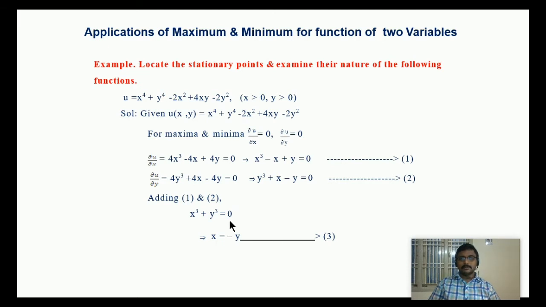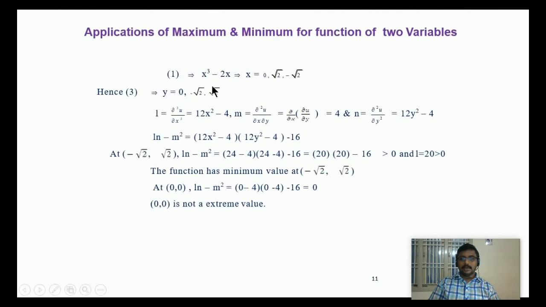Now x cube plus y cube can be written as x plus y into x square minus xy plus y square. The product is equated to 0, which implies that x is minus y. Let it be equation 3. Here we have to consider only real values, so we are neglecting x square minus xy plus y square.